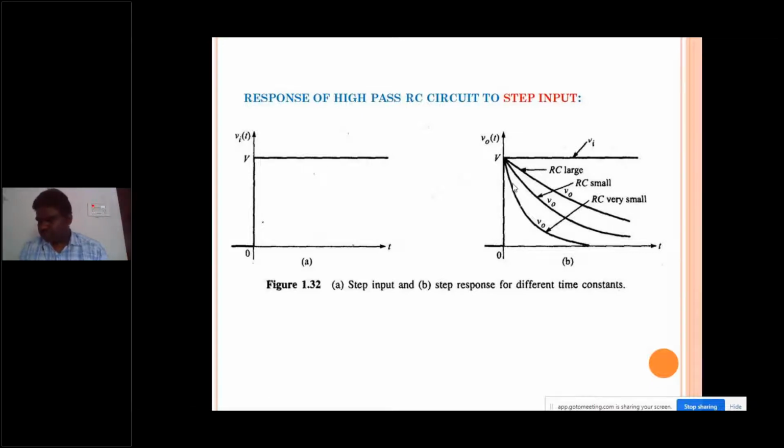So you are not supposed to give it directly, you need to use expressions. So what will happen if I apply input? Input is Vi equal to V for t greater than 0, and 0 for t less than 0. If I apply KVL to that circuit, we'll get an expression. From that expression, if you substitute the input and use the Laplace transforms, you will get the final equation for it. That is V into e to the power of minus t by RC. So this is an expression.